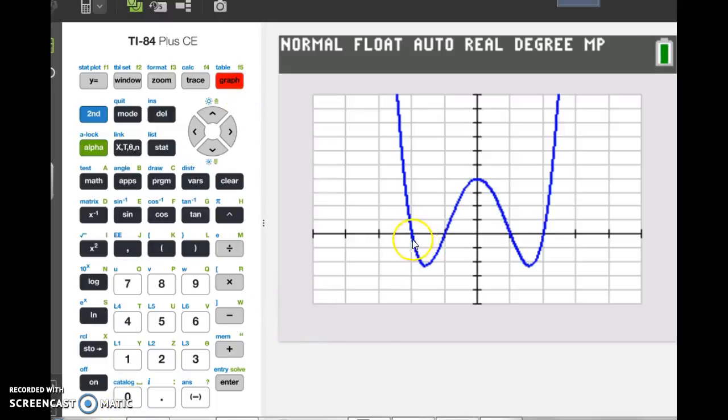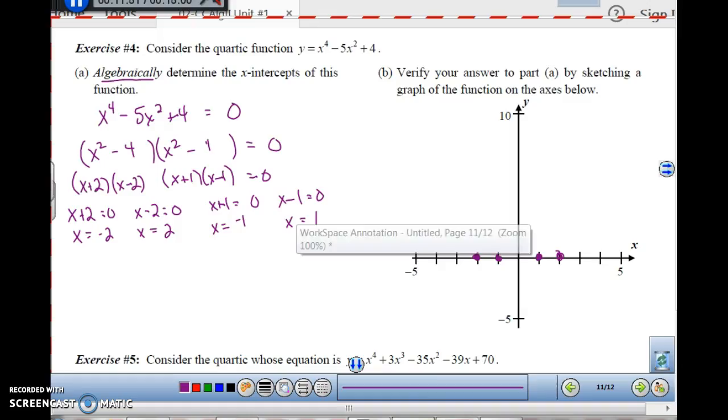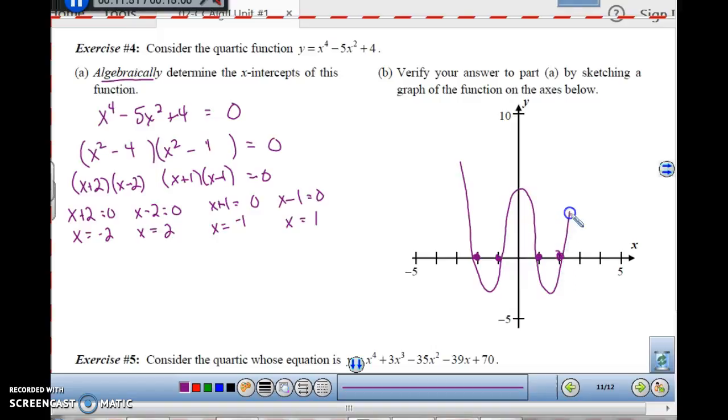Look at that. Negative 2, negative 1, positive 1, positive 2. So let me sketch my picture. It comes down like this and hits the points. Down like this, comes up like this, hits it here, goes down here, and then comes up like that. Okay, and notice the end behavior. Both ends point up. And my zeros are here, here, here, and here. So there's the 4 zeros.